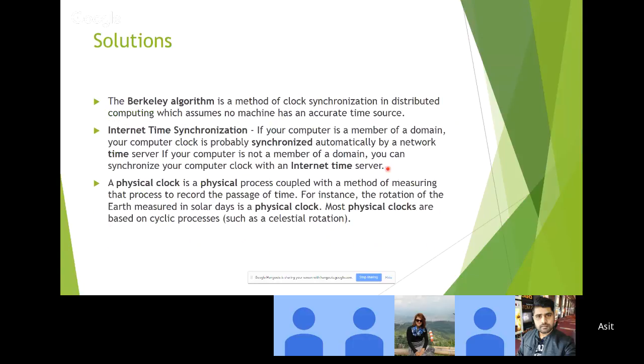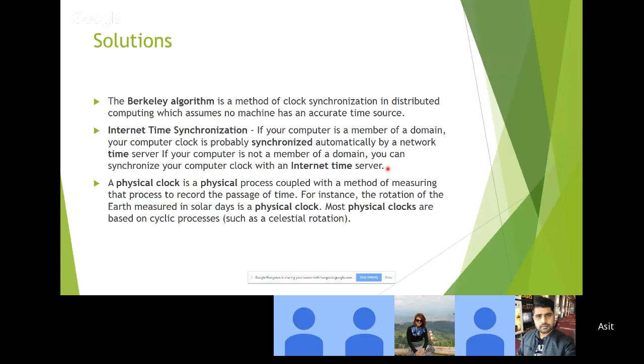And there are still some other solutions, like the Berkeley algorithm, which is a method of clock synchronization in distributed computing that assumes no machine has an accurate time source. Internet time synchronization: if your computer is a member of a domain, your computer clock is probably synchronized automatically by a network time server. If your computer is not a member of a domain, you can synchronize your computer clock with an internet time server.